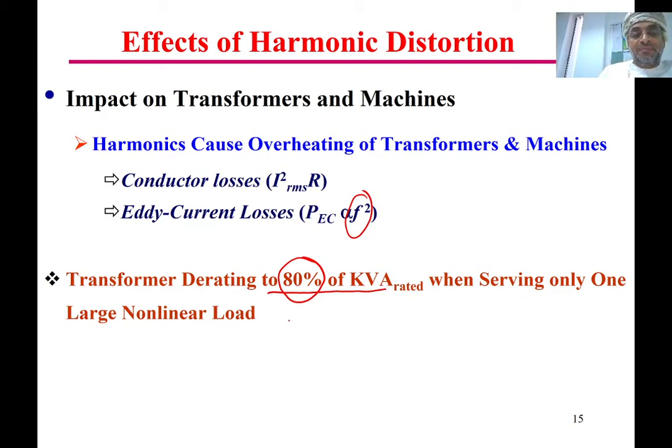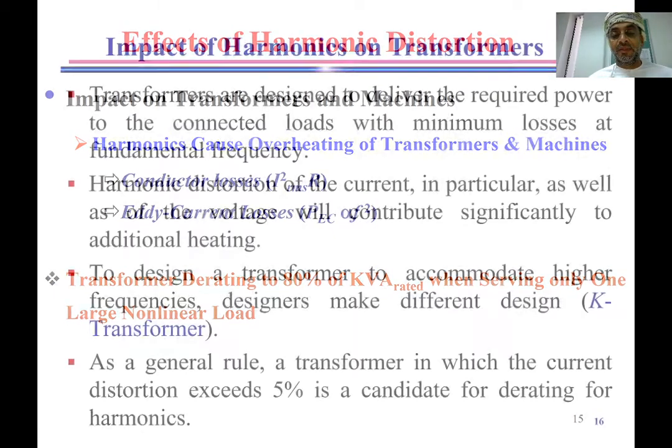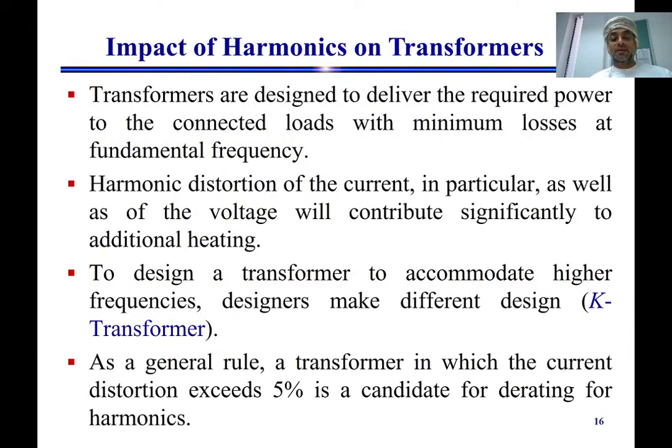Also, there is another type of transformer which is called a K-factor transformer, and that is initially designed to handle those harmonics. So you can either derate the normal transformer or select a transformer that will handle harmonics, and that is called a K-factor transformer, or they call it a K transformer.